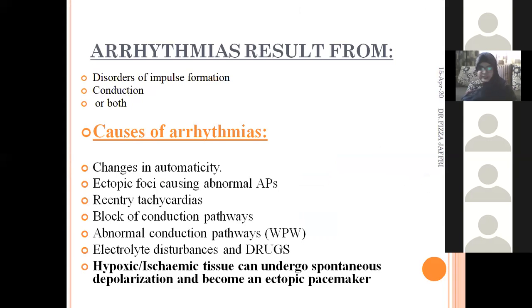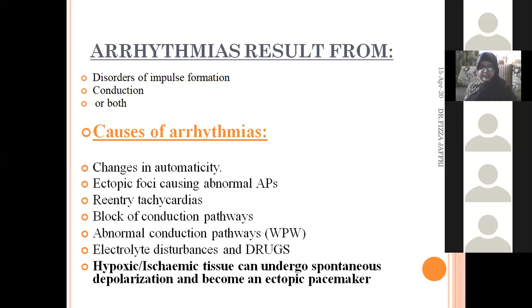There are certain causes for arrhythmia. It can result from disorders of impulse formation, right? If there is a disorder in the impulse generation in the SA node or AV node, or if there is an abnormality in the conduction pathway, right? The conduction from SA node to AV node, AV to bundle of His to Purkinje fibers, or both. If there is a disorder of impulse formation, or a break in continuity of conduction.